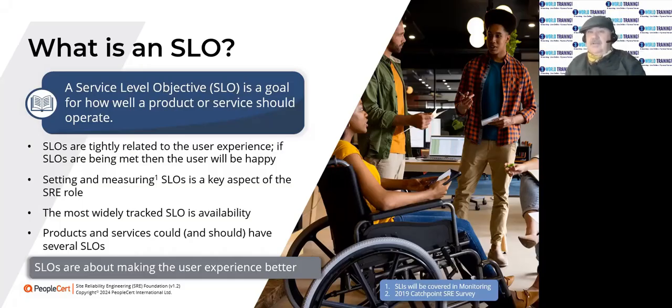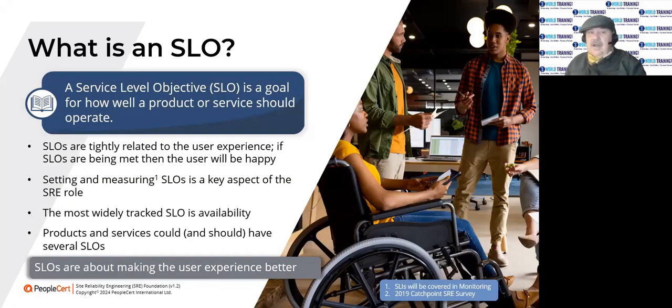SREs tend to be the ones that own the knowledge and wisdom about how to set up SLOs, what they are, and sharing that wisdom with everybody else in the organization, getting agreement, and orchestrating establishing those SLOs as something that the whole organization will buy into.